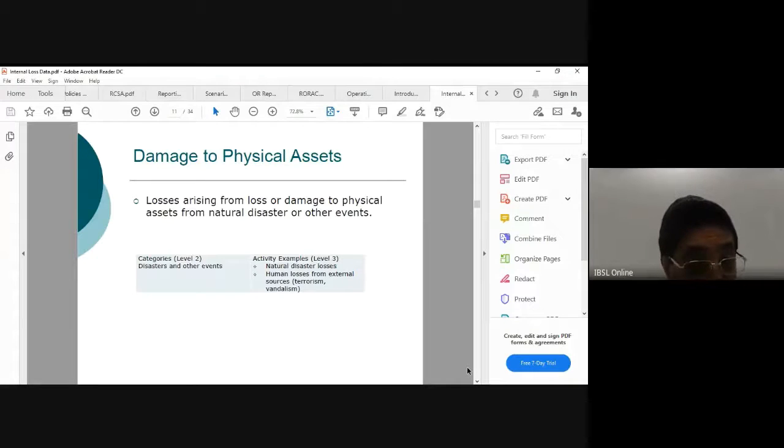Damage to physical assets. I think that's a very easy type of thing where anyone can understand. Losses arising from loss or damage to physical assets from natural disaster or other events. So that is coming under external events. But when you say level 2, disaster and other events, examples are natural disaster losses, human losses from external sources, terrorism, vandalism, and all that.